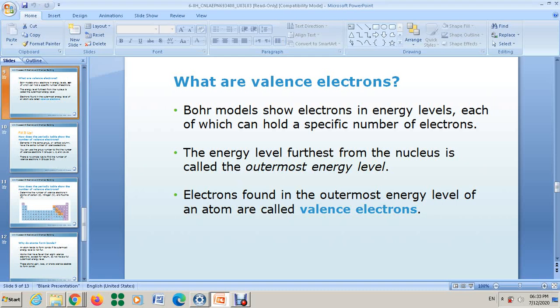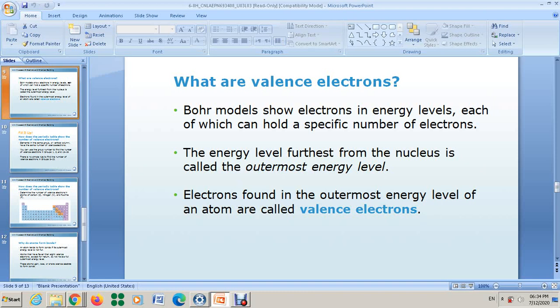Hello everyone. In the previous video, we talked about the three different models that scientists use to understand the chemical reaction. In this video, we want to talk in more detail about the Bohr model. For the Bohr model, as you remember, we said it shows electrons in energy levels, each of which can hold a specific number of electrons. You remember the rings?